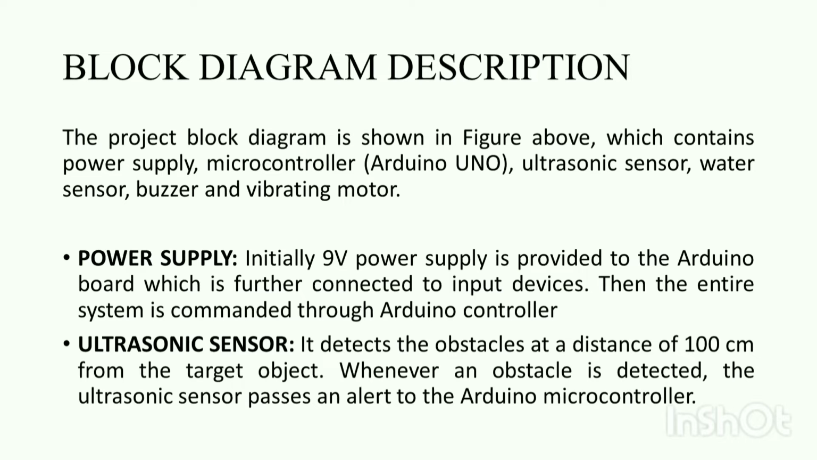Coming to the power supply, initially a 9 volt power supply is provided to the Arduino board, which is further connected to all the input devices. Then the entire system is commanded only through this Arduino controller. And the next one is the ultrasonic sensor. The sensor detects obstacles at a distance of 100 centimeters from the target object. Whenever an obstacle is detected, the ultrasonic sensor passes an alert to the microcontroller.